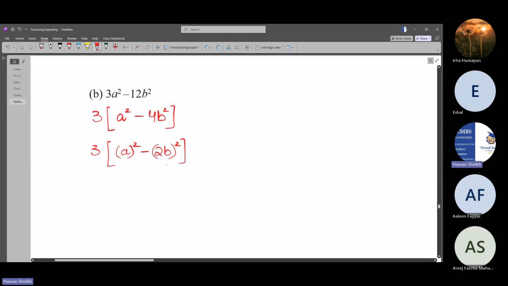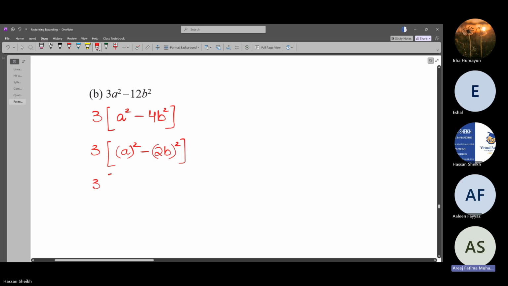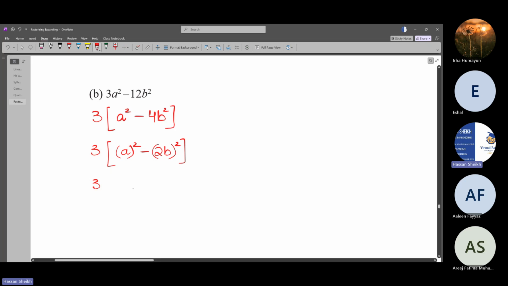No, first we make it a complete square. So can we write a square as a whole square? Yes. And can we write 4b squared as 2b's whole square? Yes. And now we will apply the formula. We have a squared minus b squared. Now at this step, we'll write it as a plus b, where a is a and b is 2b. And then a minus b, b is 2b here.